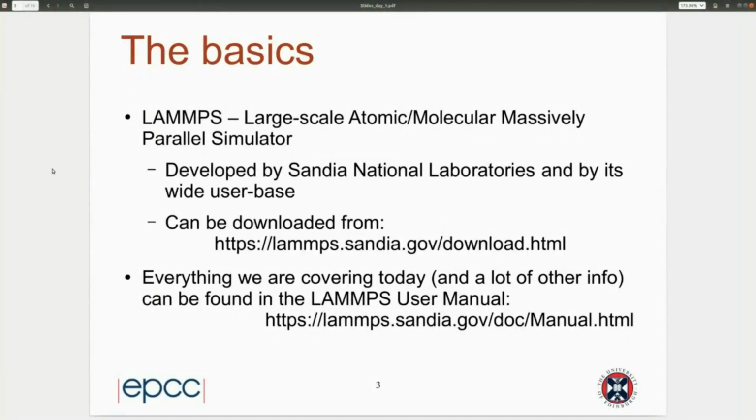Everything that we will be covering this session and next session comes from the manual. It's reworded, made maybe, in my opinion, a bit more neat, but you could quite literally read through the entire LAMMPS manual and you would get everything I'm going to talk about and probably a lot more.